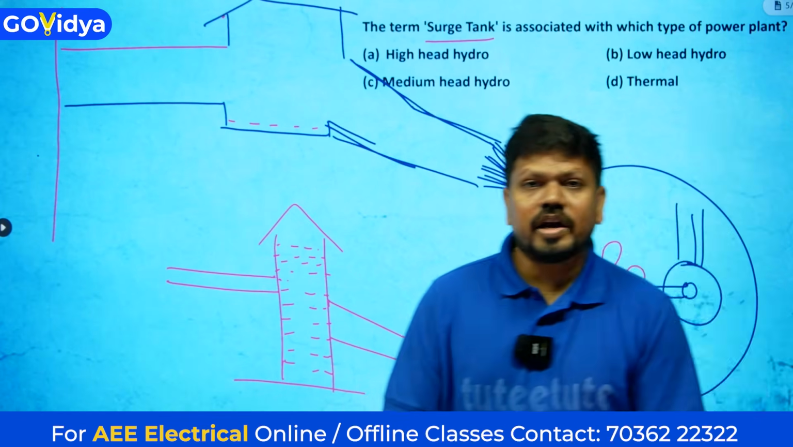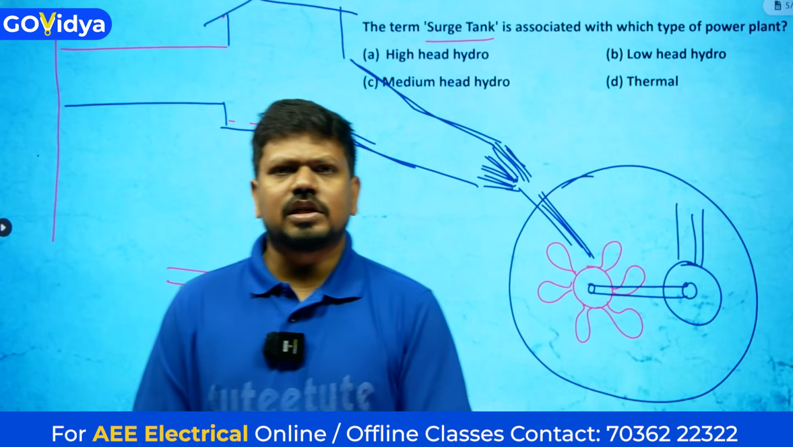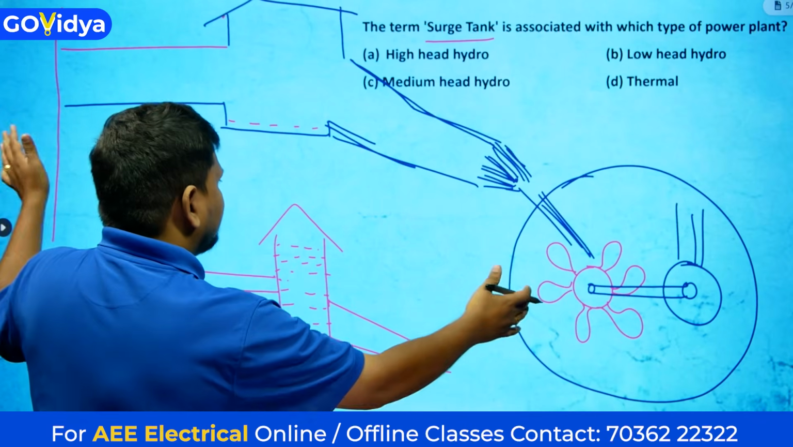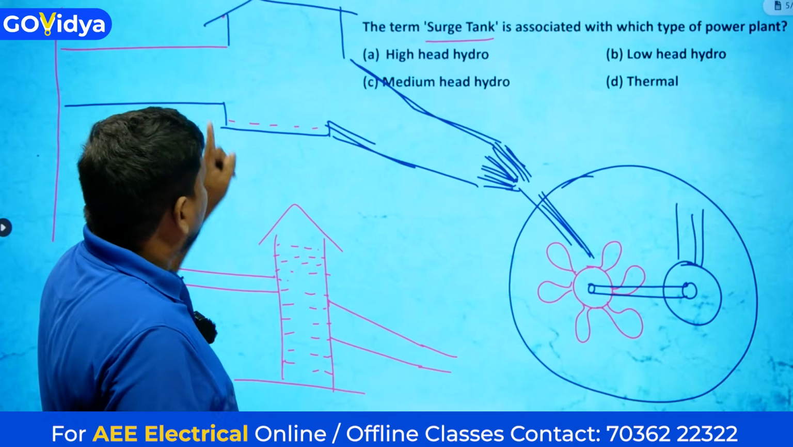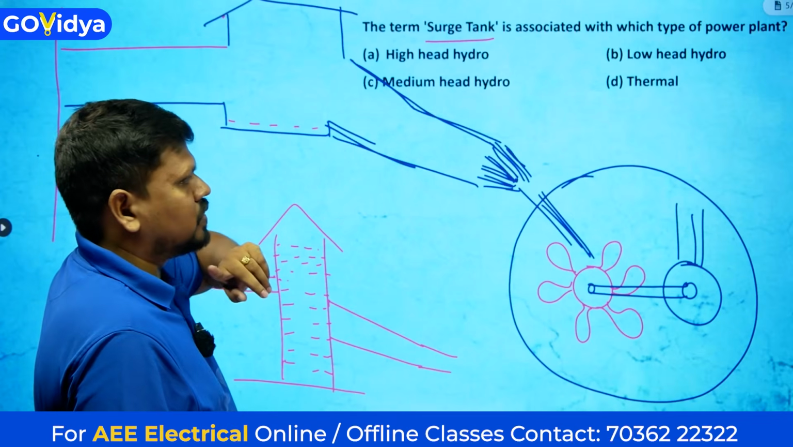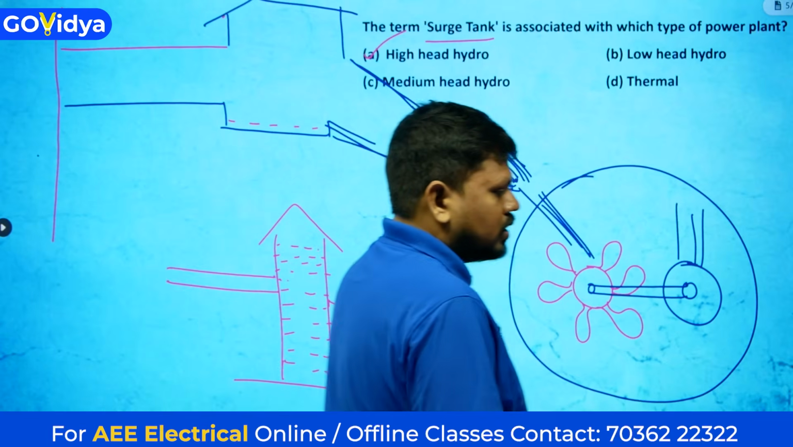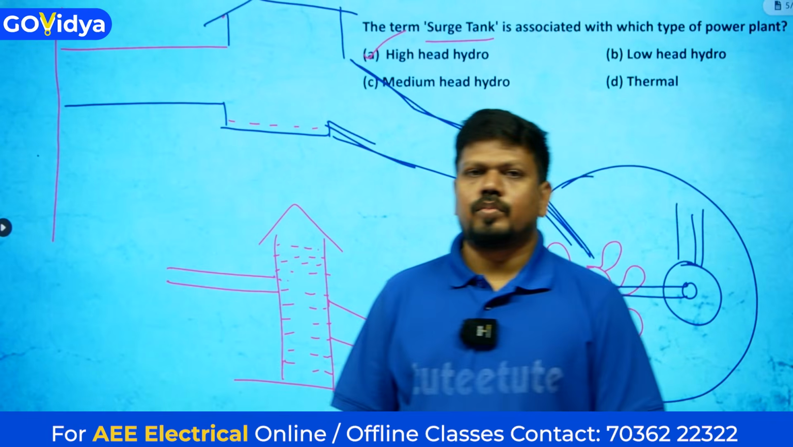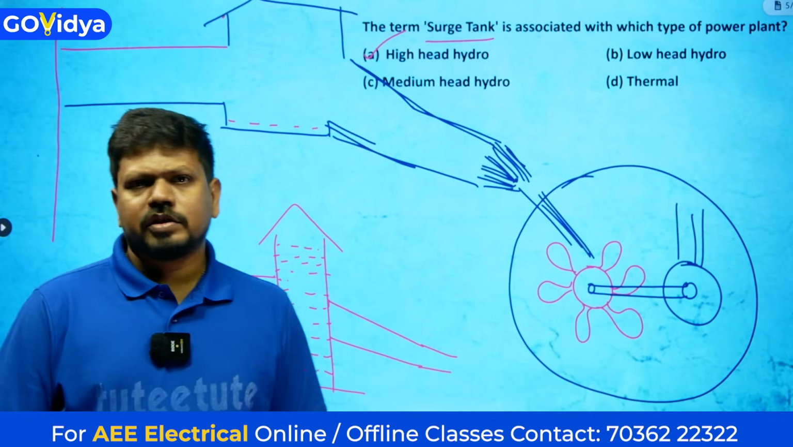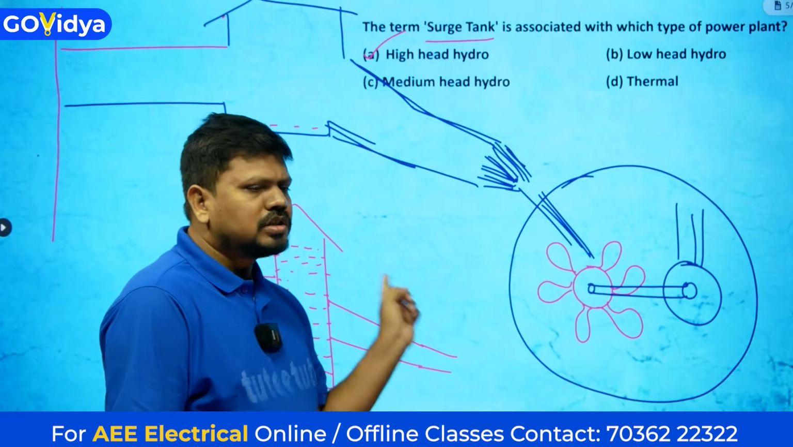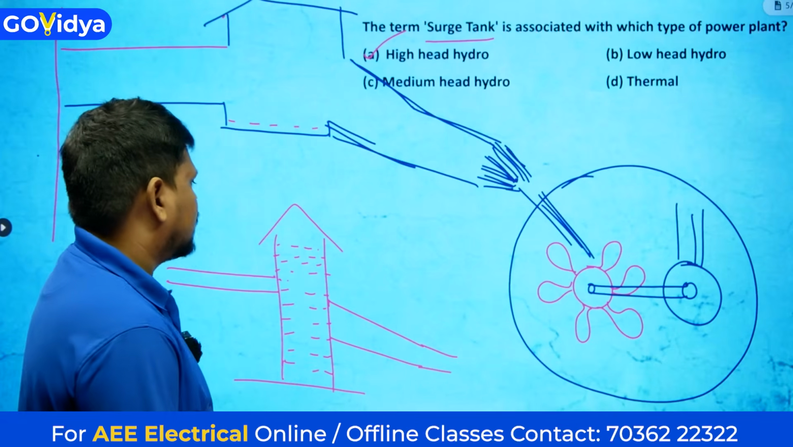In a low head plant, this surge tank is not required. In a low head plant it will generally be very near. Only a high head plant is very far from this. So that's why the answer for this question is high head plant, the high head hydroelectric power plant. You observe the components, all these things from the hydroelectric power plant.